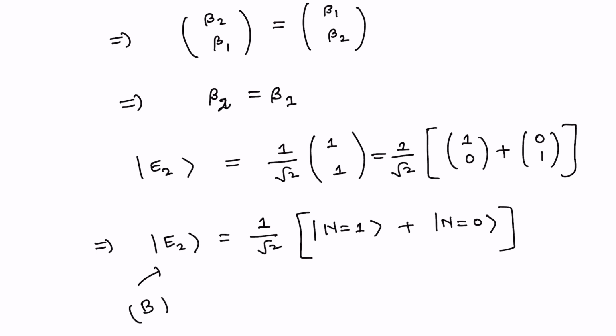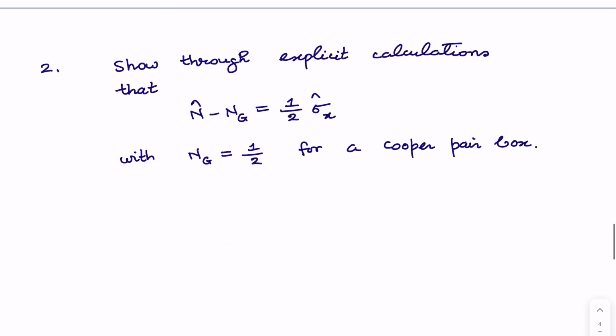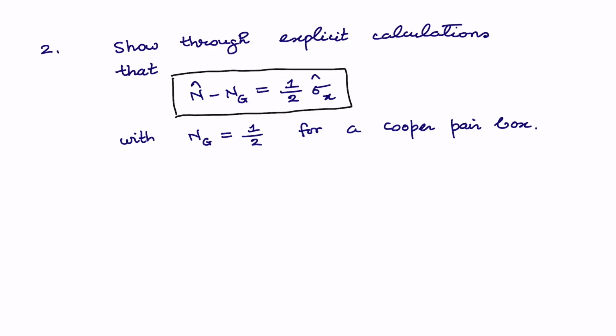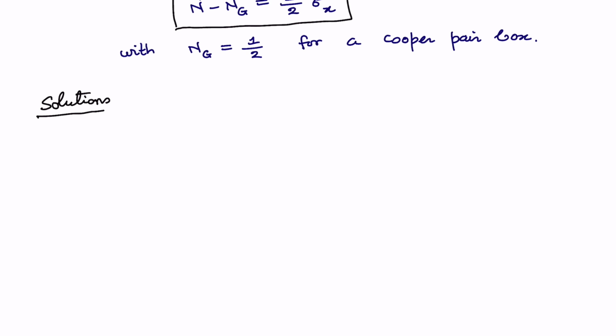Now let us do the second problem. In this problem, you have to show through explicit calculation that this particular operator n cap minus nz is equal to 1/2 sigma x, where nz is equal to 1/2 for a Cooper pair box. In order to do this problem, we have to choose the basis vectors judiciously, and because we are focusing around nz is equal to 1/2, let me take the excited state and the ground state as this, because we have already seen from the previous problem that at this point nz is equal to 1/2.